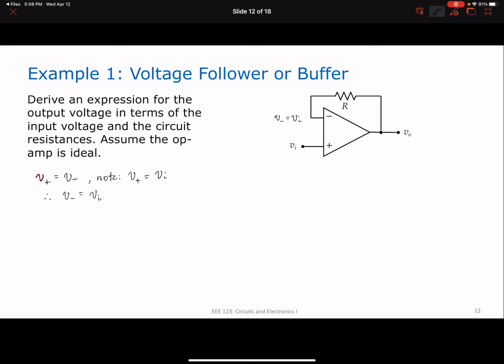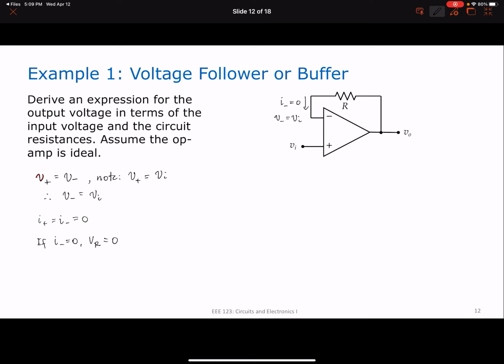What is the next assumption? The next assumption is I plus is equal to I minus, which is equal to 0. So this current, I minus, is equal to 0. If this current is equal to 0, then there is no voltage drop across your resistor R. If I minus is equal to 0, then V of R will be equal to 0.